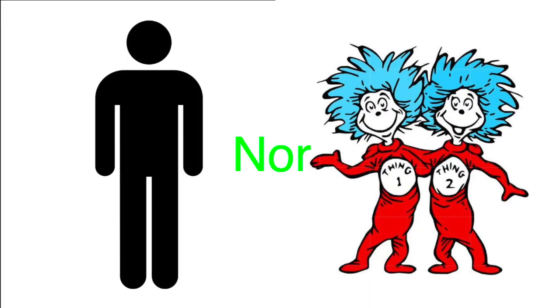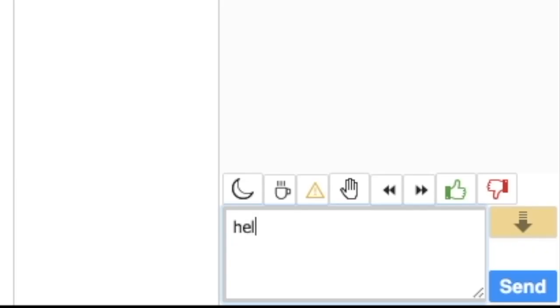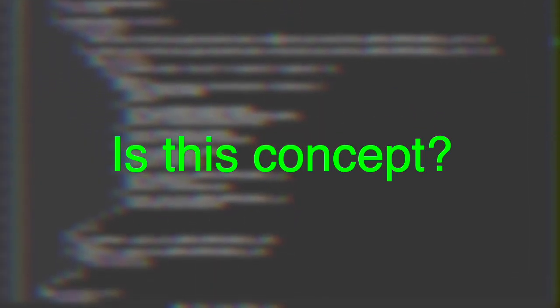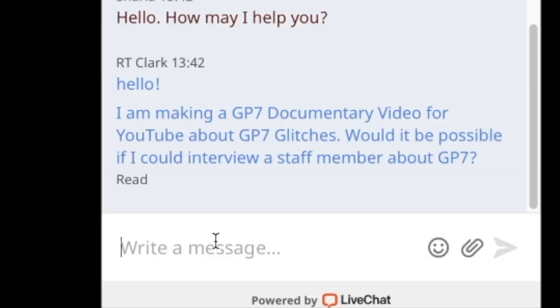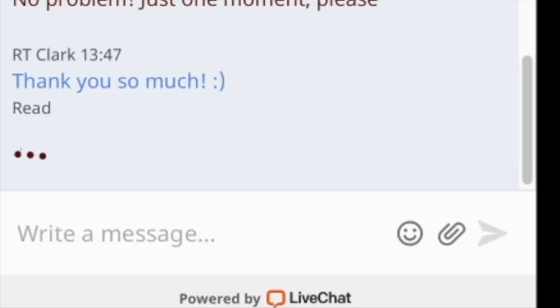Yeah, Master Hacker's GP7 ghost theory seems crazy. As he said, the GP7 ghost is neither a person nor thing. According to him, the ghost is a machine learning algorithm experiment that ended in disaster. It supposedly takes form of students predicting every TPSer's move. How insane is this concept? I planned to interview a staff member about GP7 glitches, including the algorithm thing, but I got denied. Since I got flat out rejected, let's see what some other students had to say about the GP7 ghost.